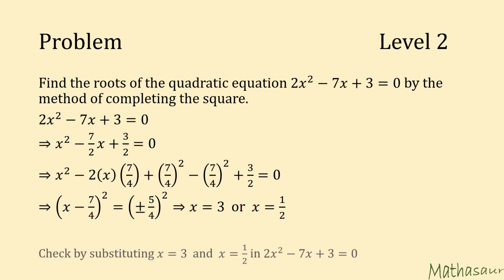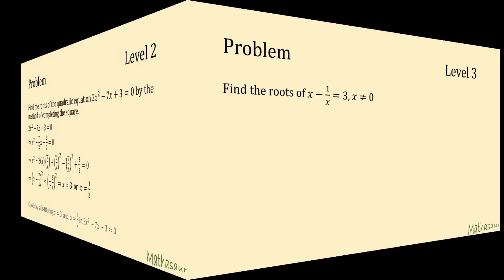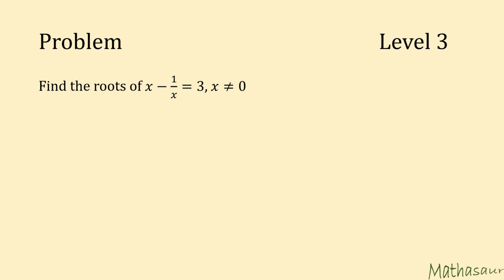We could also check these results by substituting these values of x in the quadratic equation and checking if the quadratic equation is satisfied. Let us look at another problem. Find the roots of x minus 1 by x is equal to 3, where x is non-zero. Now let us get rid of the x in the denominator. So let us multiply the equation with x. And we get a quadratic equation. So let us take all the terms to the left hand side.